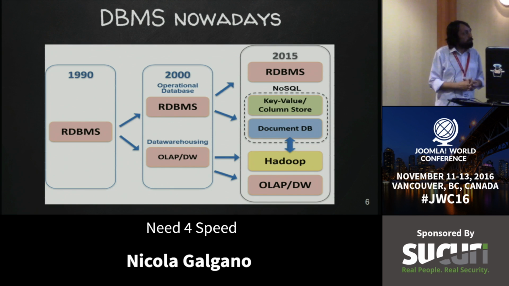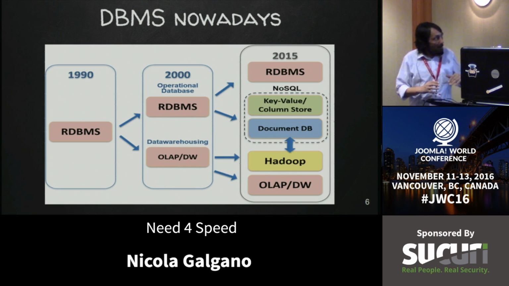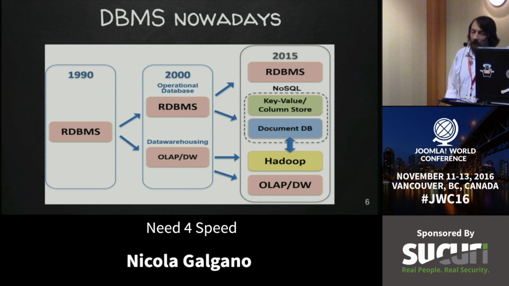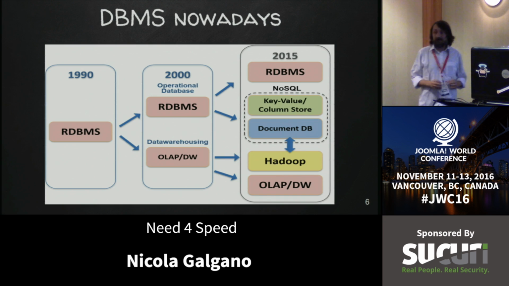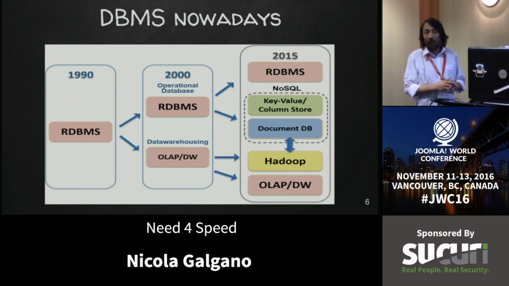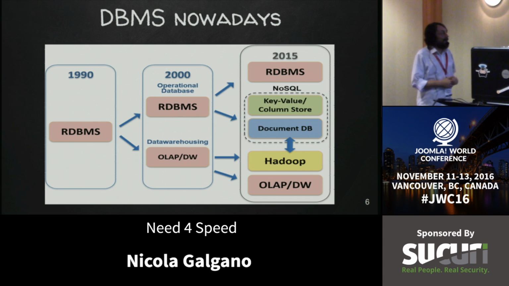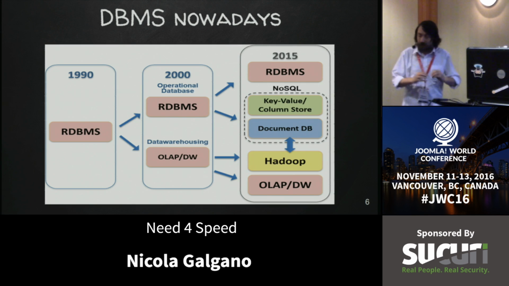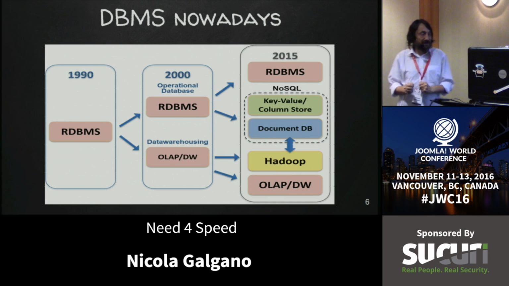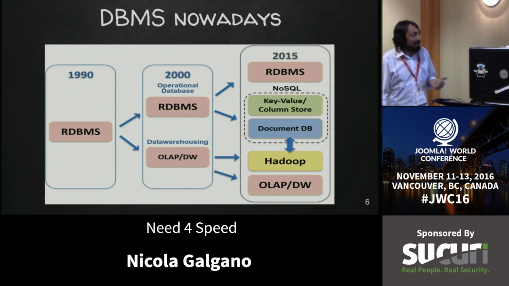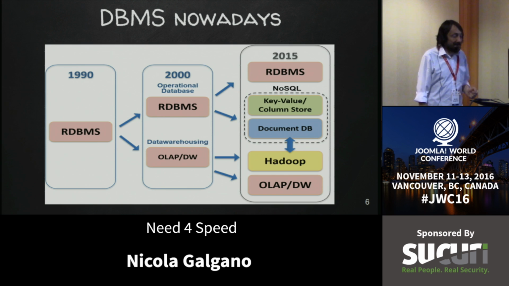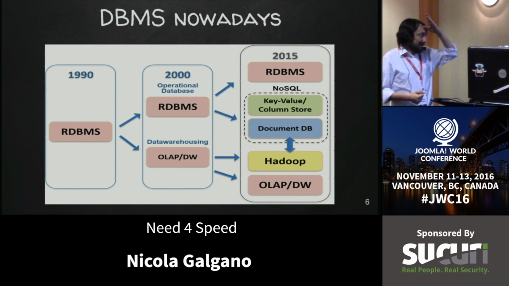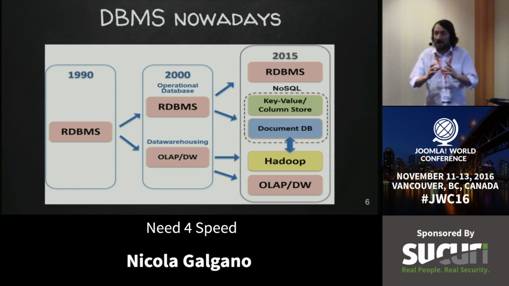In this slide, I'll try to help you understand the situation nowadays with database management systems. In the last century, we had only one kind of database, the relational database management system, which I hope all of you know. At the beginning of this century, the market split into specializations. The operational databases are still based on relational databases. But for data warehousing, where you have to manage a lot of data, we have seen a split into specialized databases.